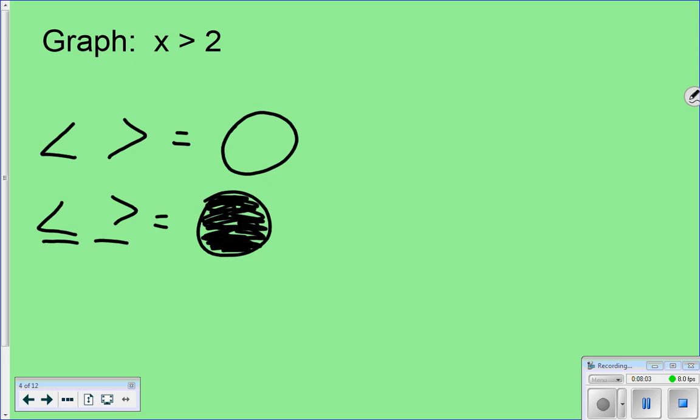Yes? What about like equal signs? We're not worried about equal sign today.